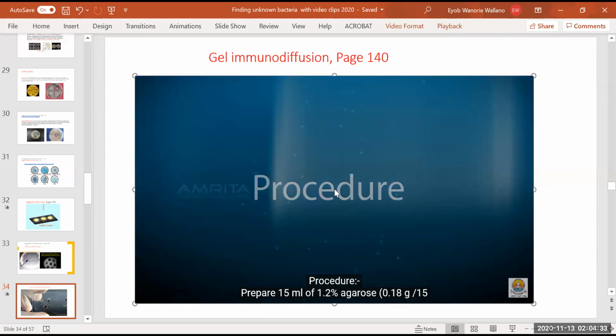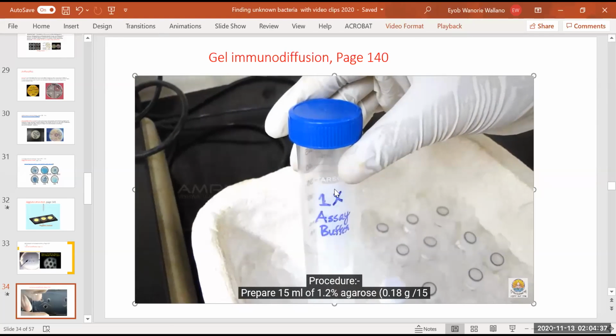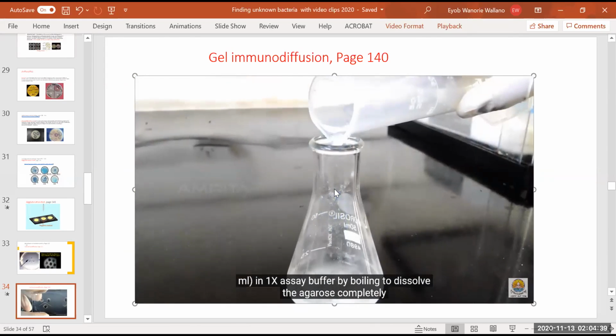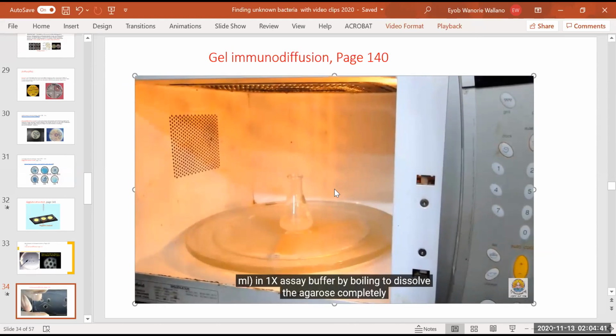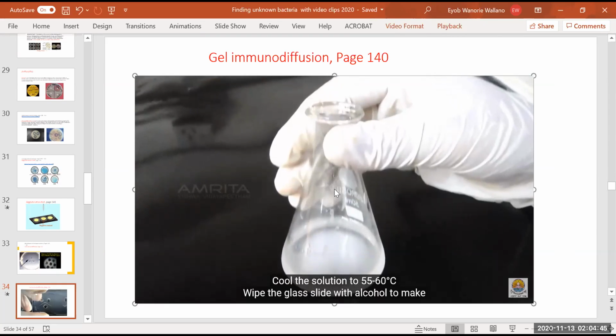Procedure: prepare 15 ml of 1.2% agarose in 1x assay buffer by boiling to dissolve the agarose completely. Cool the solution to 55 to 60 degrees Celsius.